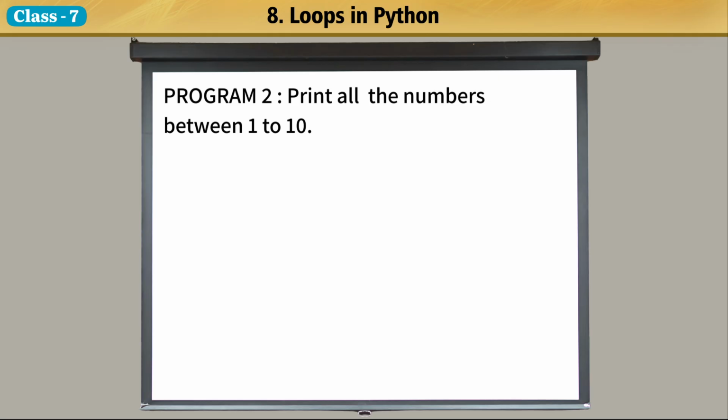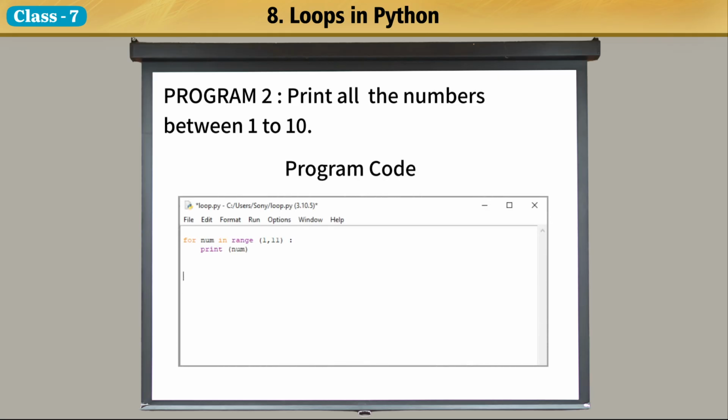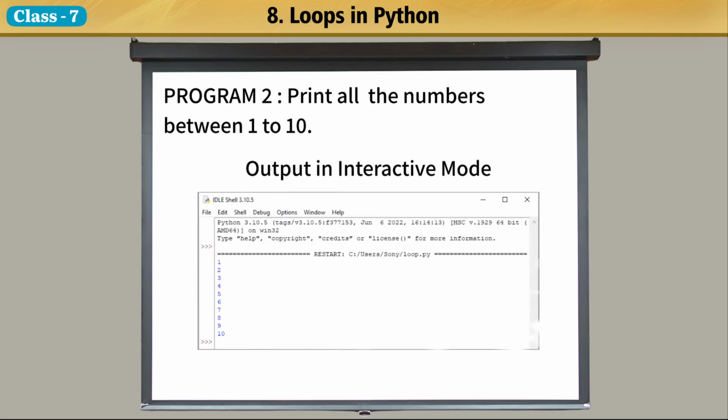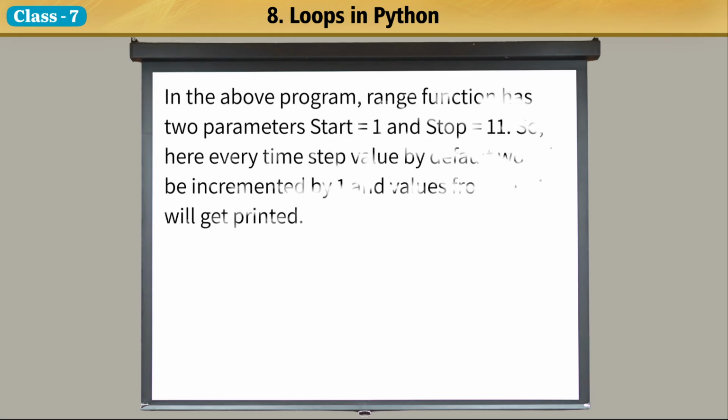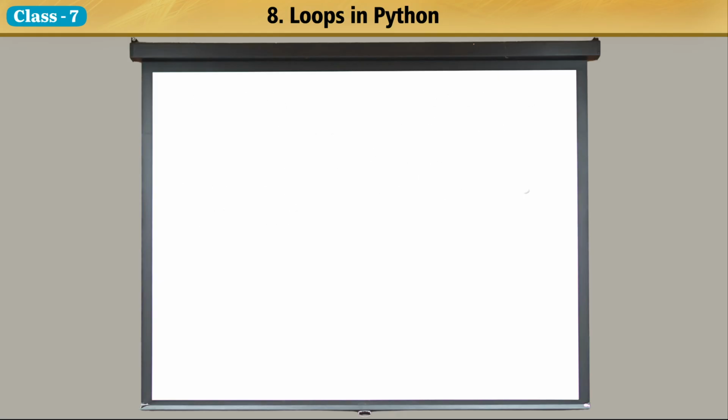Program 2. Print all the numbers between 1 to 10. Program code. Output in interactive mode. In the above program, the range function has two parameters: start is equal to 1 and stop is equal to 11. So, here every time the step value by default would be incremented by 1 and values from 1 to 10 will get printed.